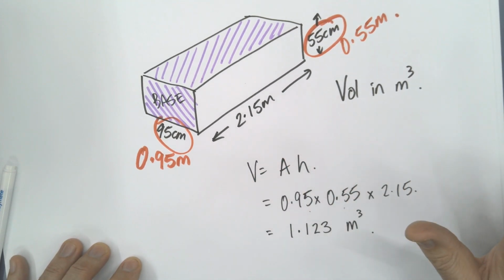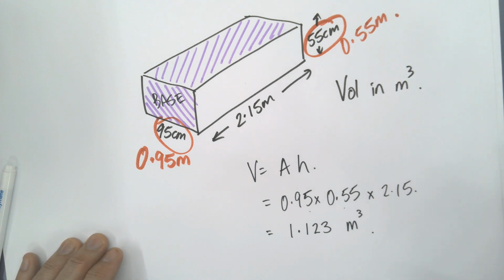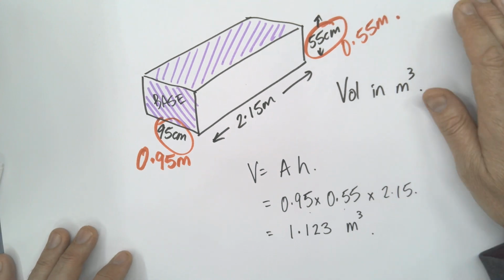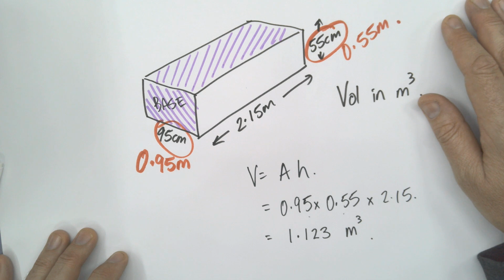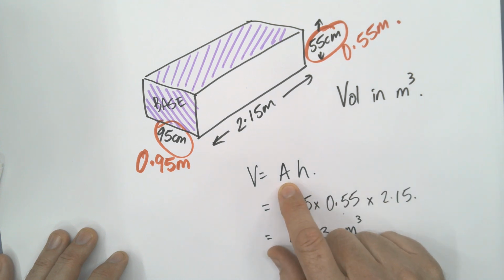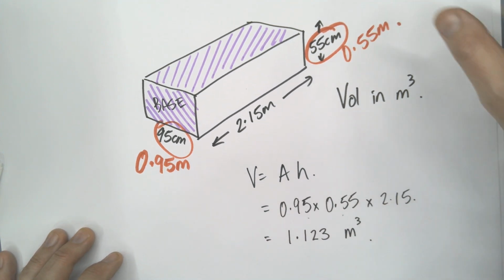All right, so the three kinds of prisms you really need: rectangular prism, a cylinder, and a triangular prism. But it's the same approach. Find the area of the base and multiply it by the height. All right, get out of here.